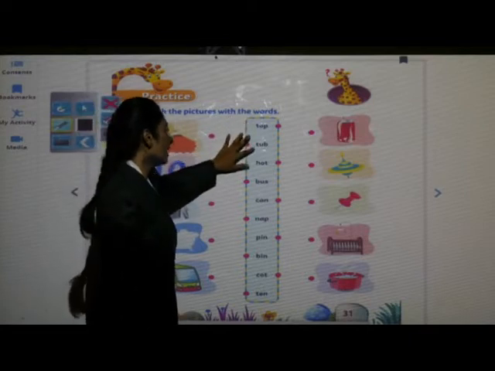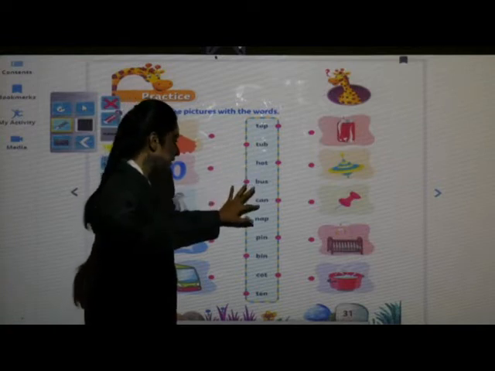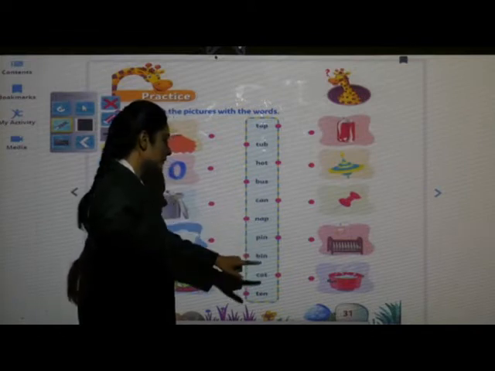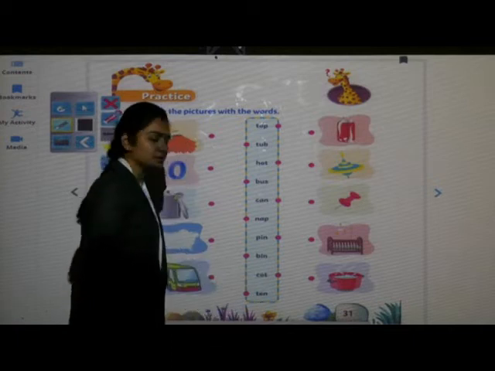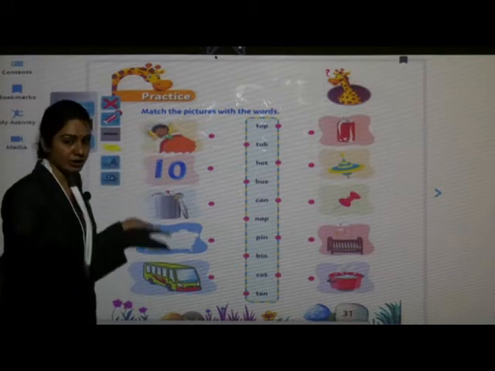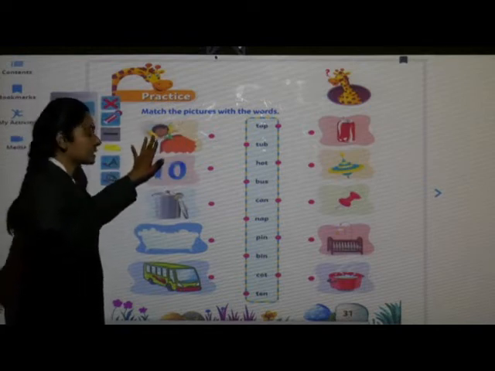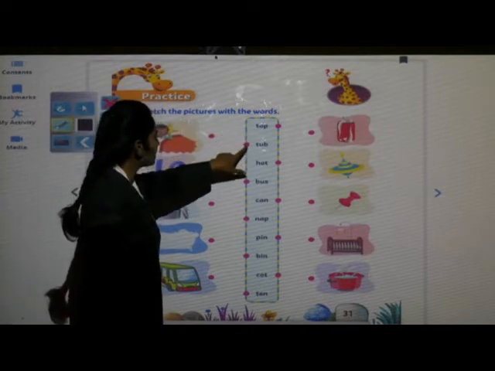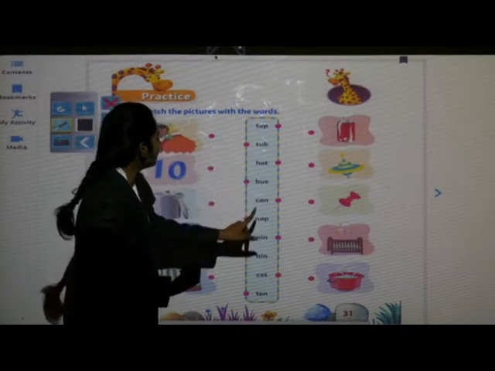Top, tub, hot, bus, can, nap, pin, bin, cot, 10. Completed? Now see children, tell me, now one by one I will ask the questions and you give the answer, okay? Now children, tell me what he is doing. He is taking a nap. So we have read the spelling of nap. Top, tub, repeat after me, hot, bus, can, nap.